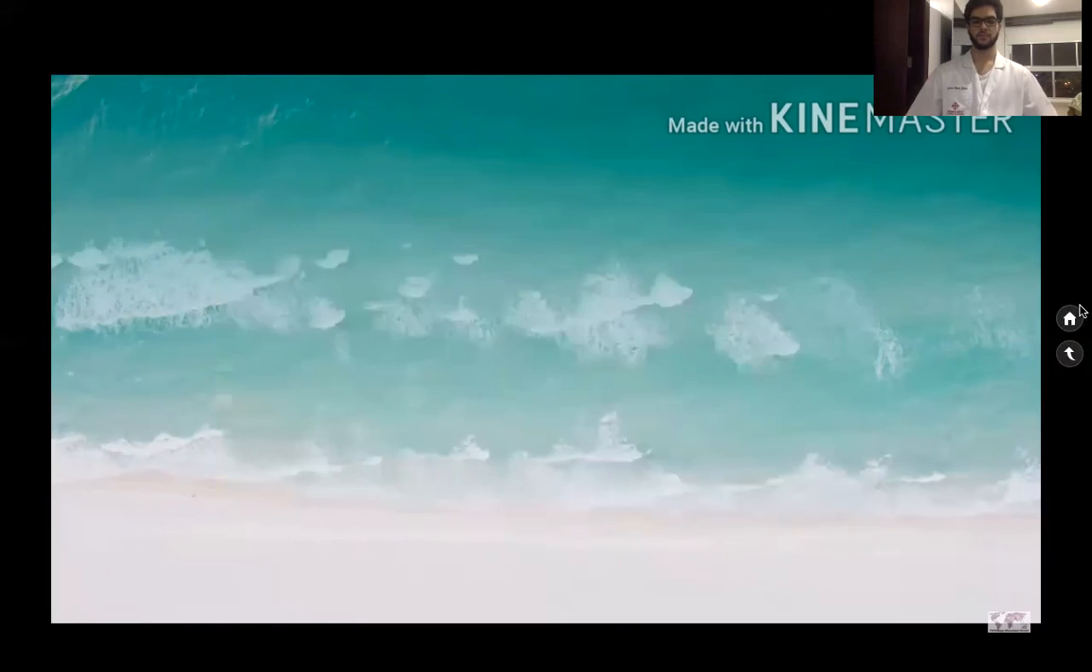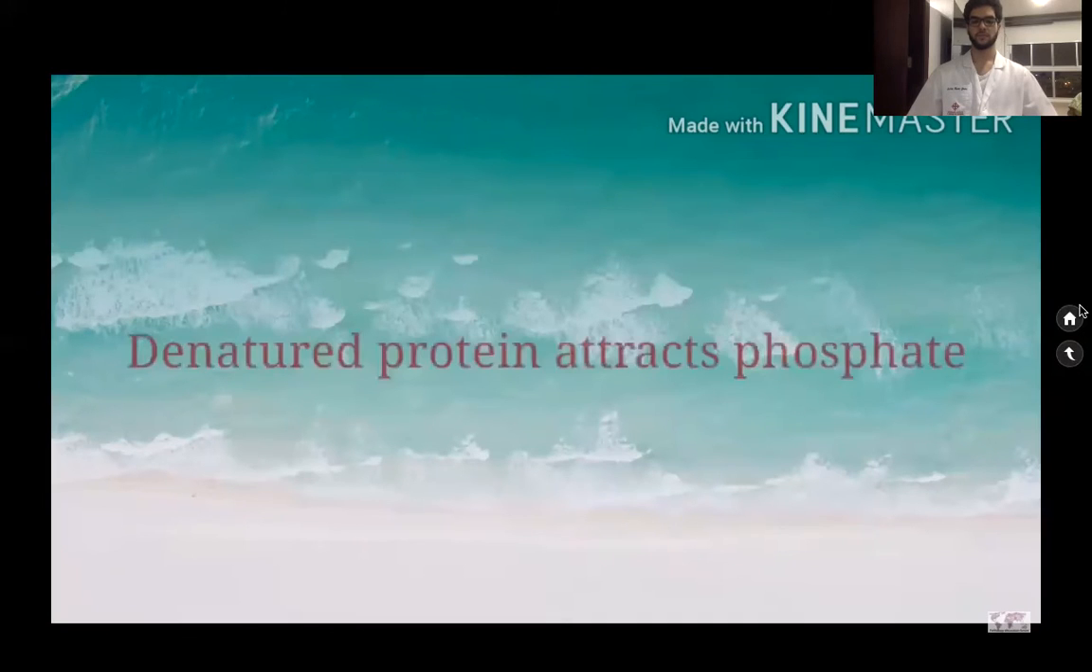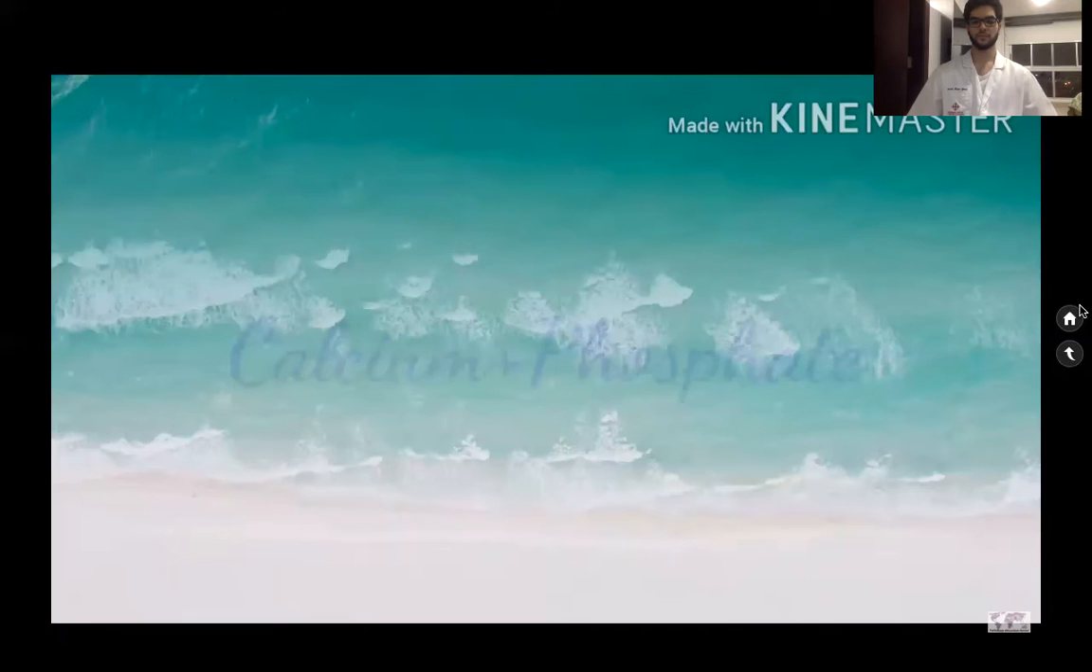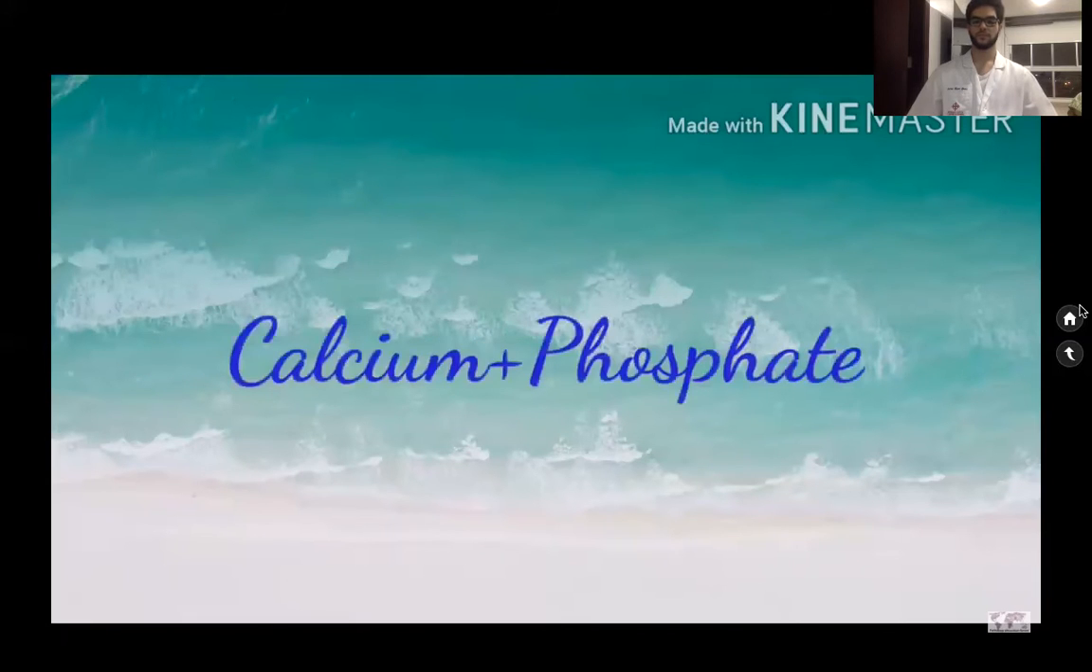Now let's talk about the mechanism of dystrophic calcification. In dead or degenerated tissue, there is denaturation of protein, and due to denaturation, these protein components usually bind with phosphates, and this phosphate attracts calcium ions within our body, leading to the formation of calcium phosphate. That calcium phosphate is deposited in our body in the form of dystrophic calcification.